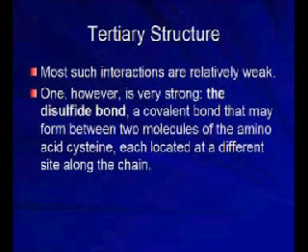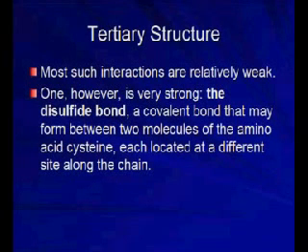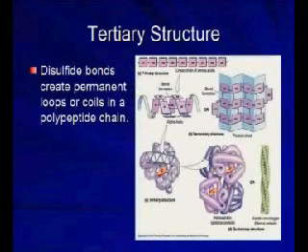That's the disulfide bond, a covalent bond that may form between two molecules of the amino acid cysteine, located at different sites along the chain. We will revisit the disulfide bond later in the lecture series. The disulfide bond creates a permanent loop or coil in the polypeptide chain.